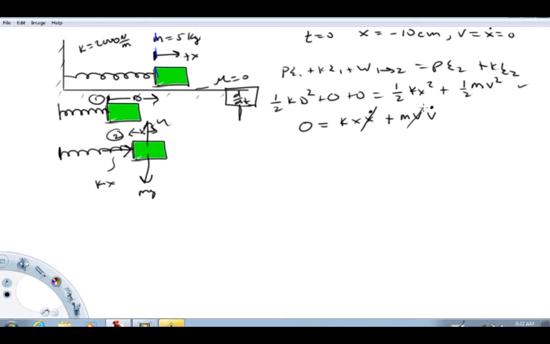Another thing I'm going to take note of is this. Since the velocity is equal to dx/dt, in other words x dot, then v dot is the second derivative of x with respect to time, which we would call x double dot in shorthand notation. So this is going to read 0 equals kx plus mx double dot. Standard differential equation theory: highest derivative first with a 1 in front of it. I'm going to divide everything by m, and this reads x double dot plus k over m times x equals 0.